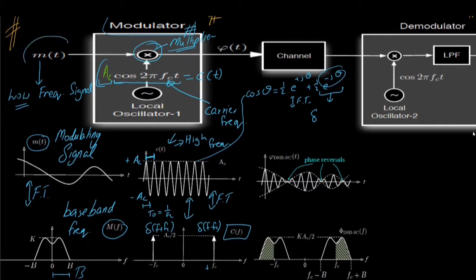The message signal is multiplied with the local oscillator, a simple sinusoid AC cos 2 pi fct. At the output of this multiplier, which we have represented by phi of t, we have our DSBSC signal, that is the double sideband suppressed carrier signal in the time domain.